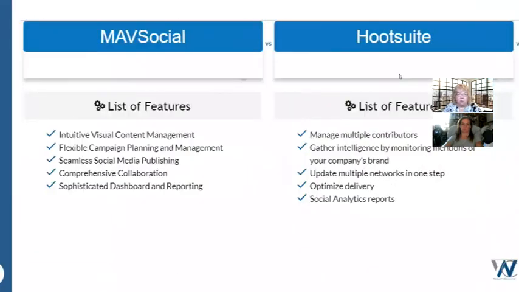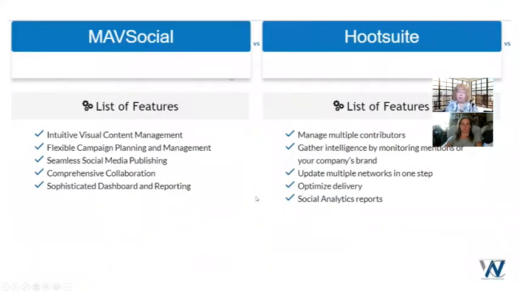So the 2 bigger platforms, Mav Social and Hootsuite, when you move up from those beginner ones, have different features. Those features, you have to decide what works for you. So on the left side, you have content management, planning, publishing, collaboration, and dashboard and reporting. Now, when you move up to Hootsuite, Hootsuite has multiple contributors. You can update multiple networks in one step, and you can optimize the delivery, and it has social analytics. So you need to know which one you feel comfortable in and which one works for you.